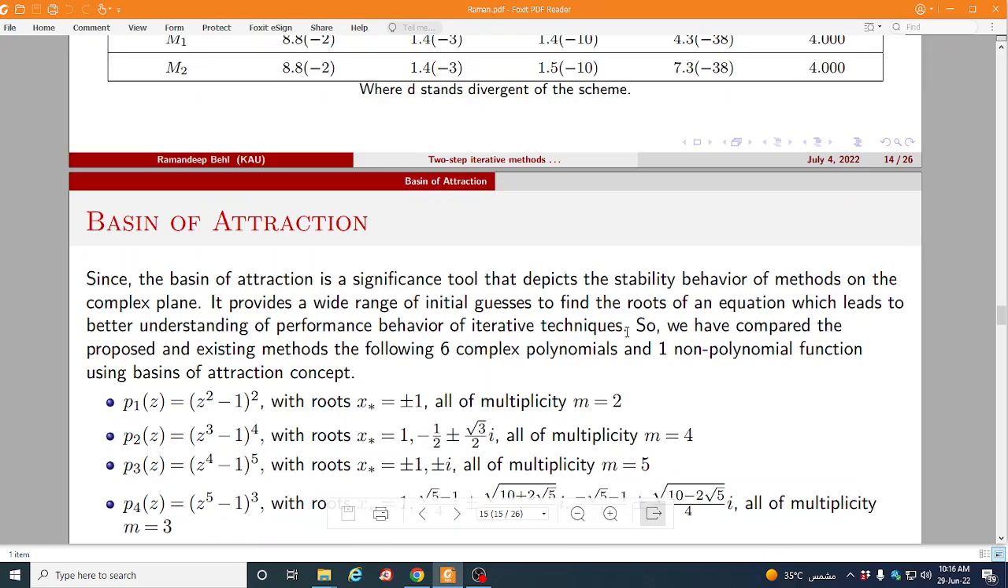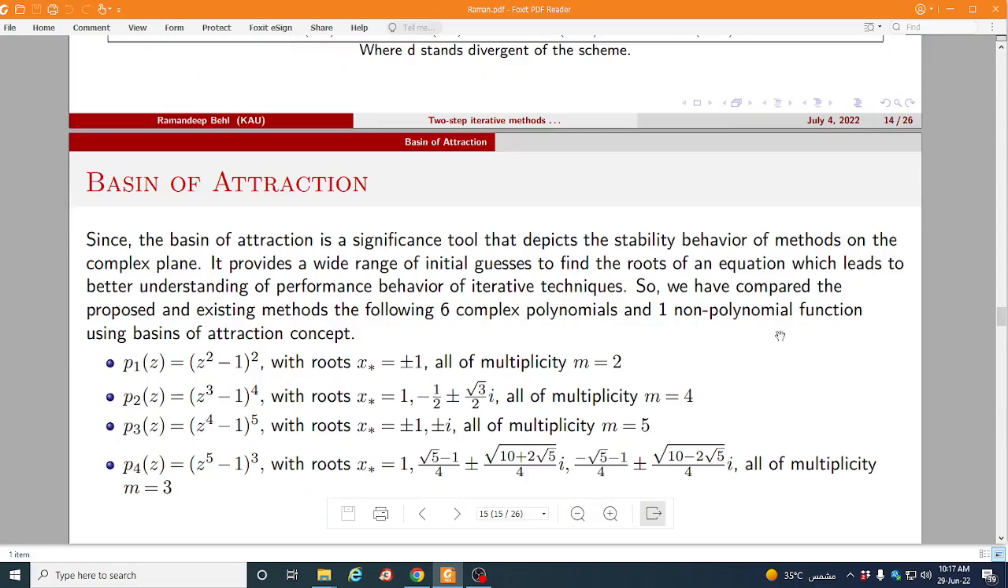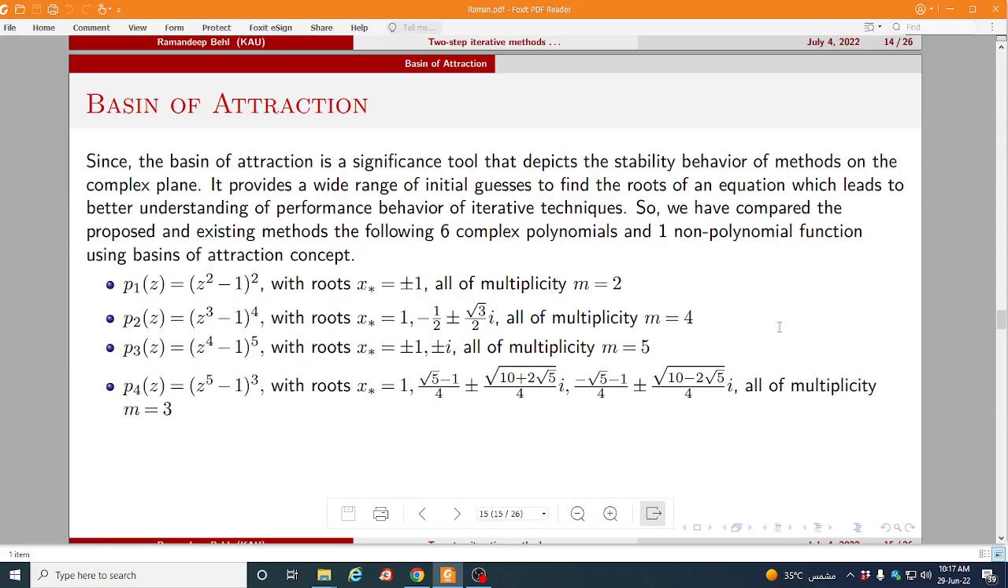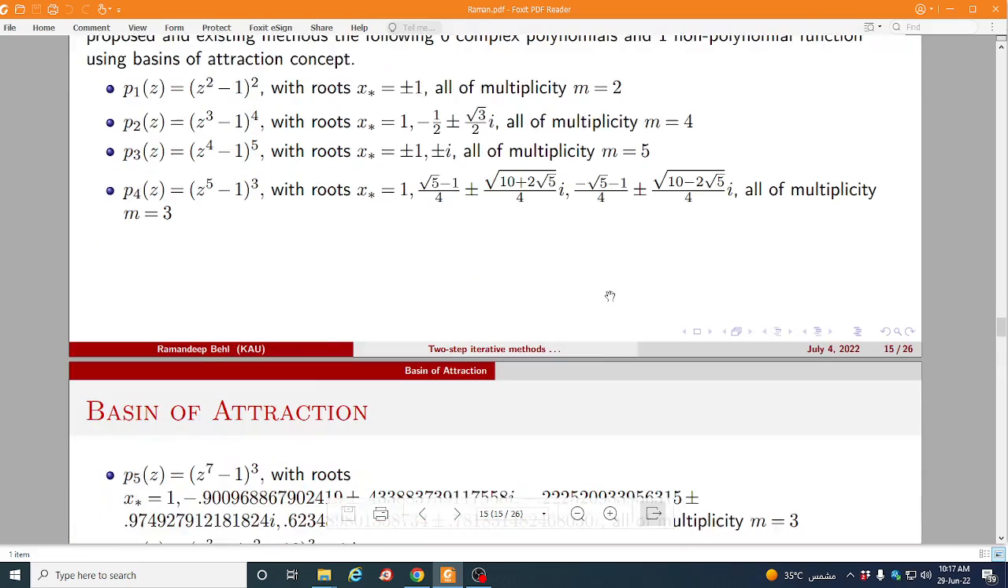Okay, so another way of comparison: the basin of attraction is a significant tool that depicts the stability behavior of a method on the complex plane. So here we choose near about 7 problems, P1, P2, P3. These are their roots as well as the multiplicities.